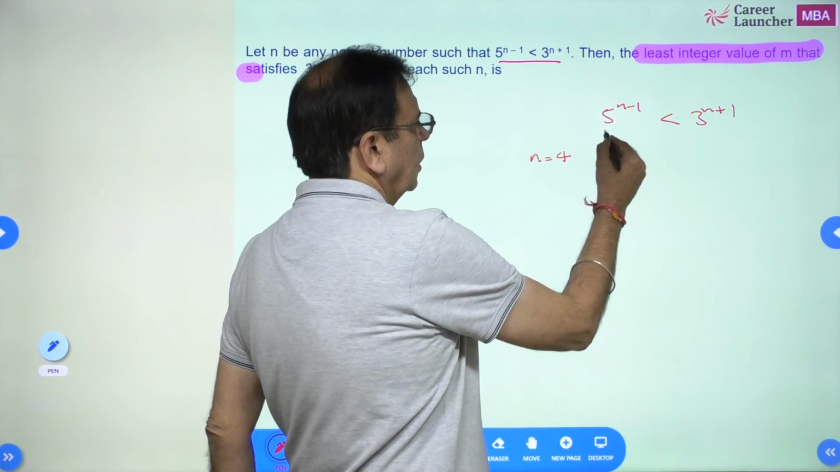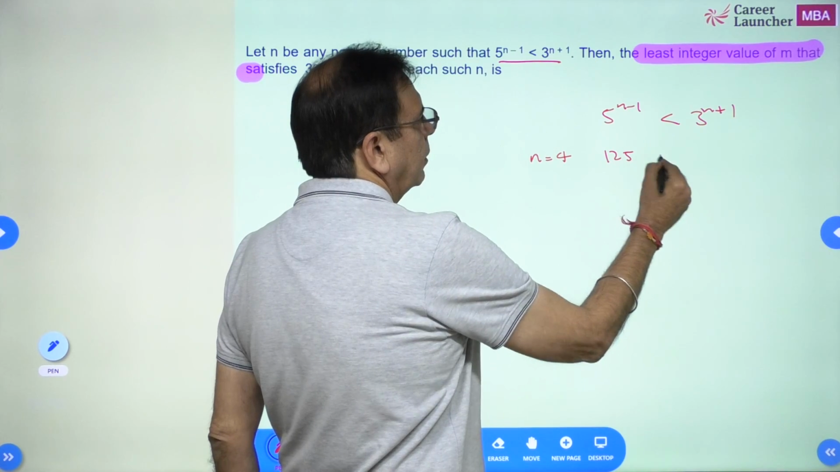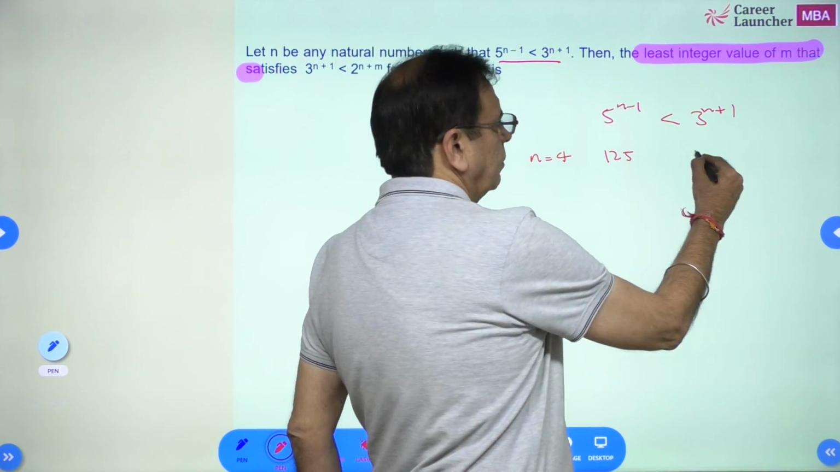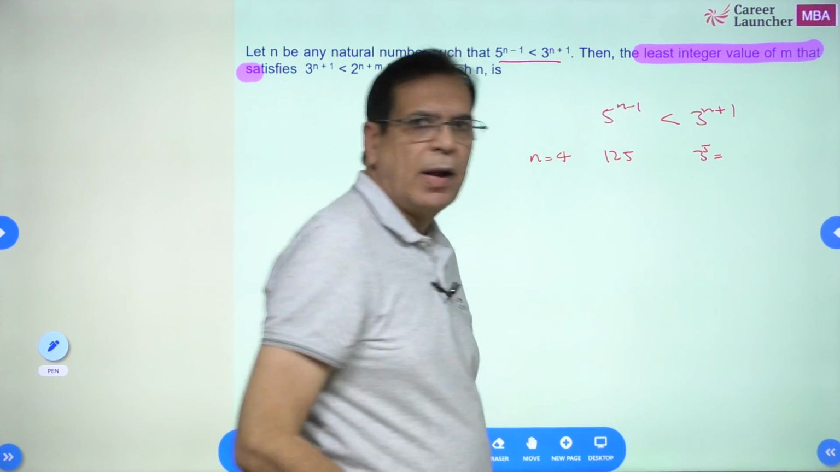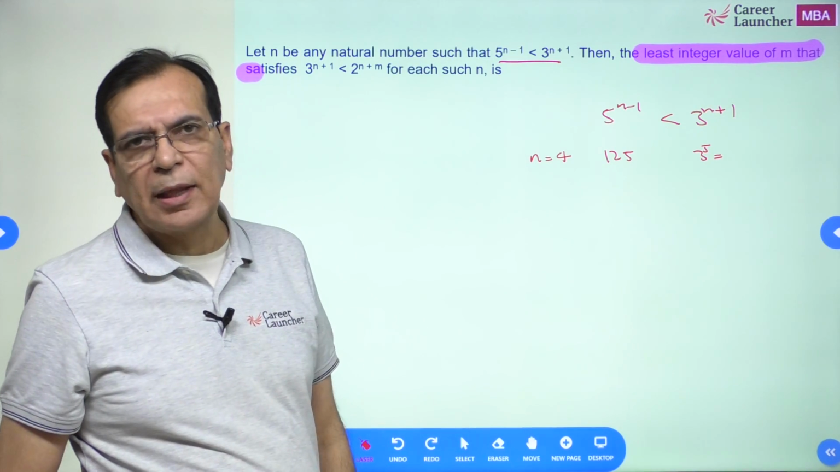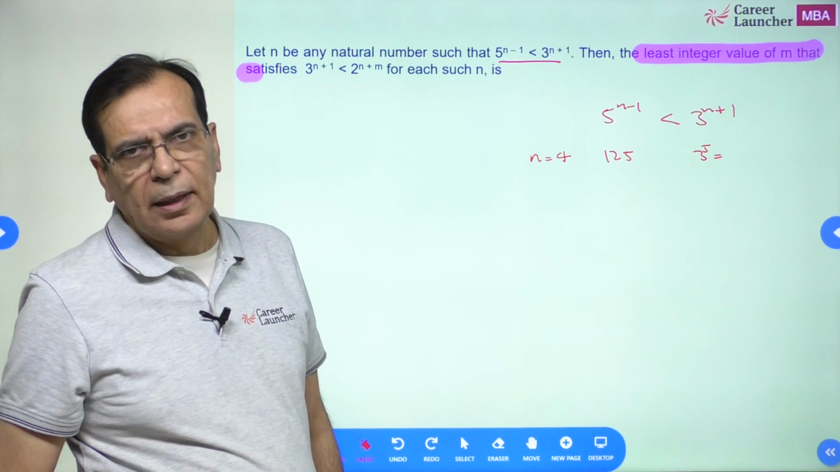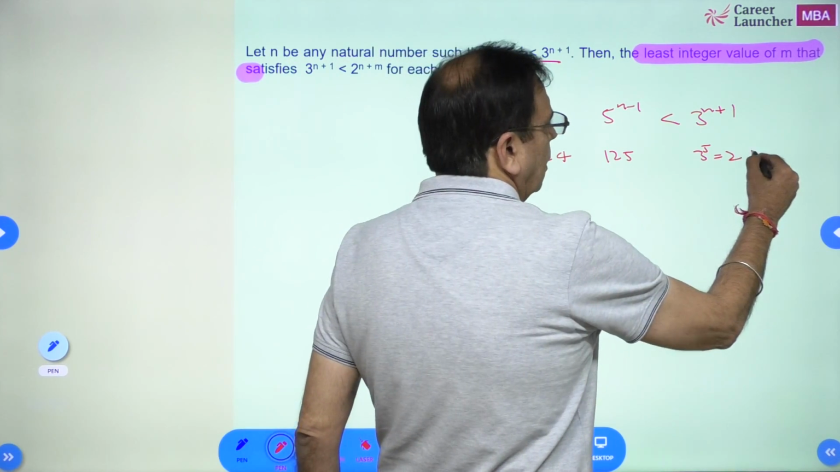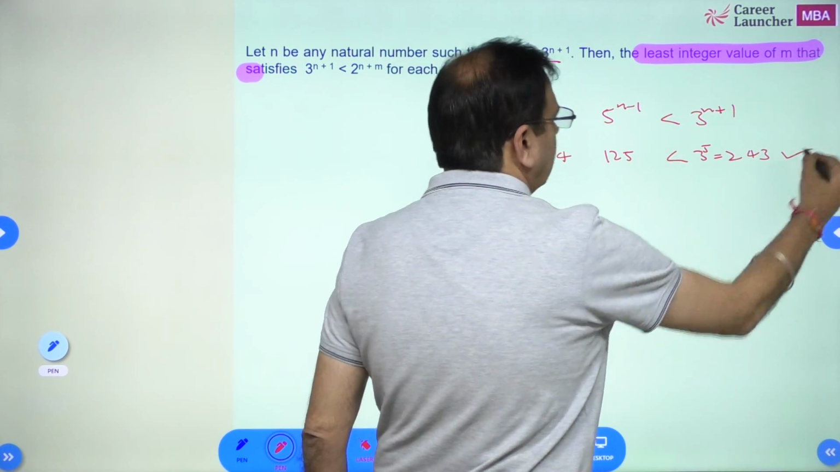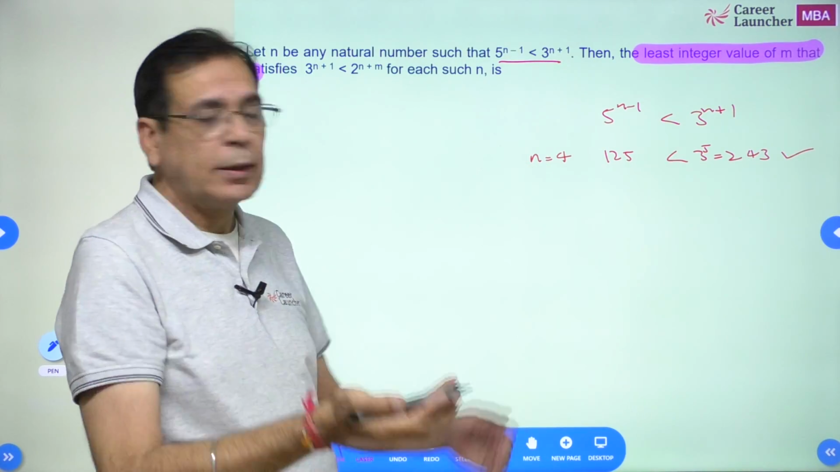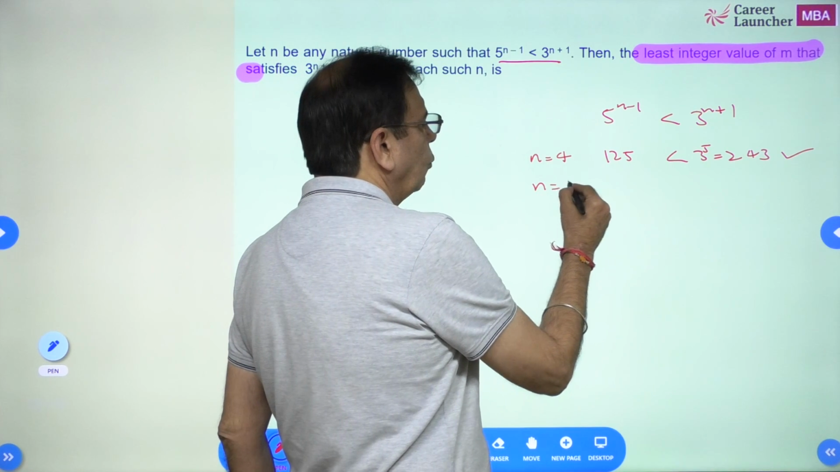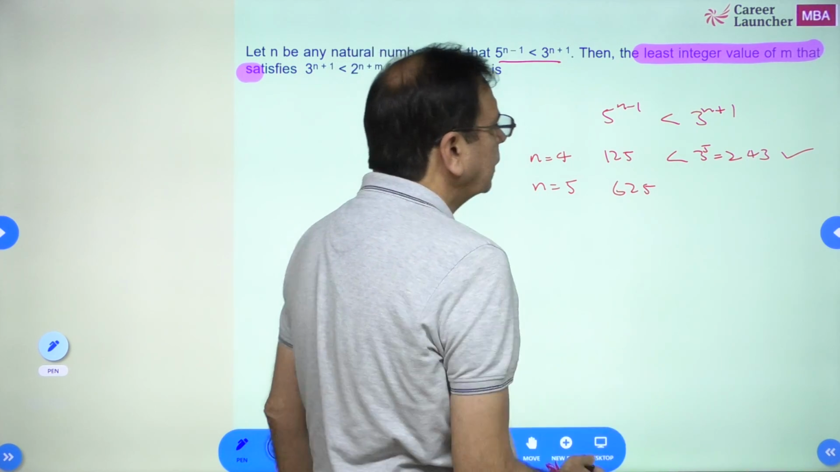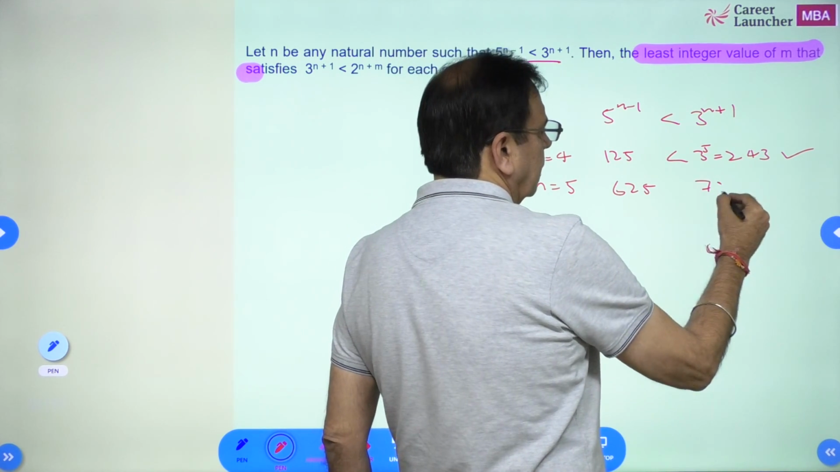5 cube. 5 cube is 125. And right hand side, n equal to 4 means 3 to power 5. 3 cube is 27. Okay, and 3 to power 4 is 81. 3 to power 5 is 243. Satisfies. Okay, so that means I can go further also. So if I take n equal to 5, what will it become? 125 into 5, 625, and 243 into 3, 729.